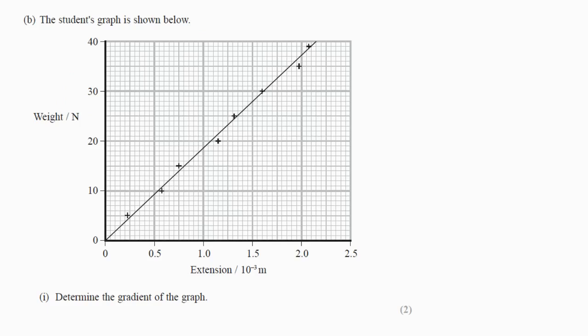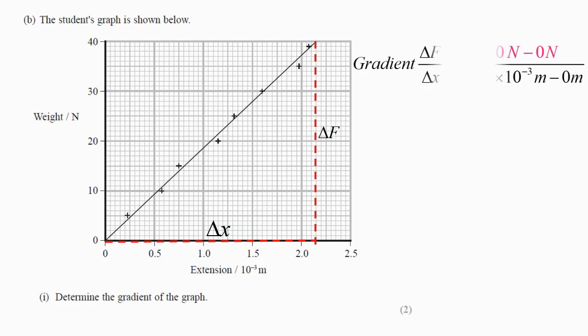Now, the student's graph is shown below. It is based upon question 14 itself. On the y-axis, they plot the weight applied, and on the x-axis, they plot the extension of the wire. Now we have to determine the gradient of the graph. In order to find the gradient, we have to draw a triangle, which should have the maximum size. Its perpendicular side shows the delta F, that is the force applied, and its horizontal side represents the elongation.